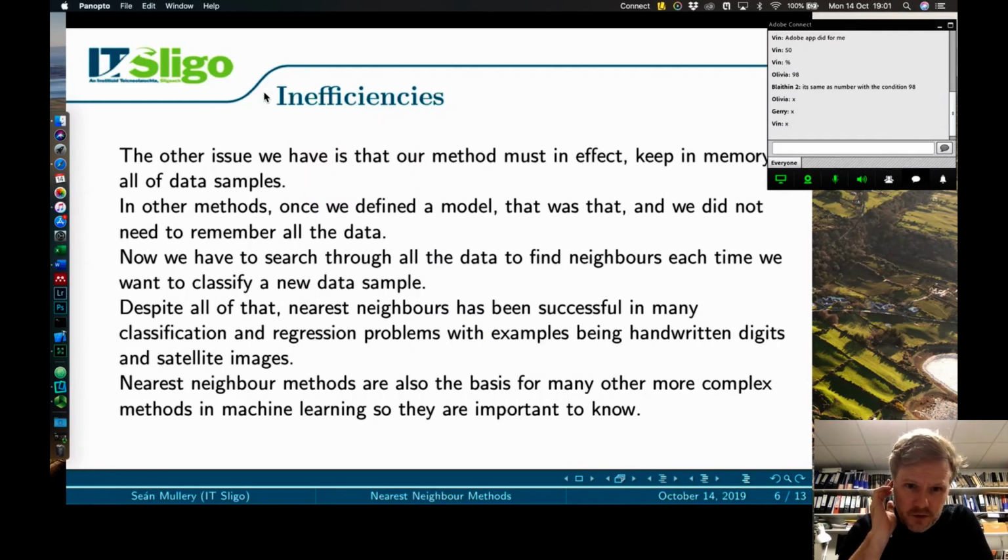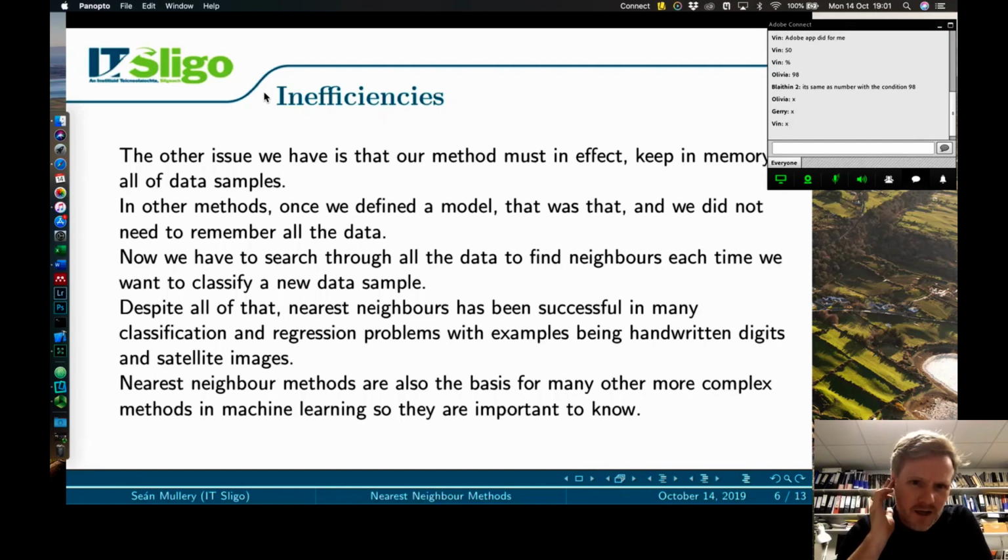Now we have to search through all the data to find neighbours each time we want to classify a new data sample. And we gave the example in the last lecture where you've got missing values for certain features. You want to find the other ones that are closest in terms of the other features, and then try and fill in that gap in the data using its nearest neighbours, whether by voting of its nearest neighbours, or linear regression of its nearest neighbours.